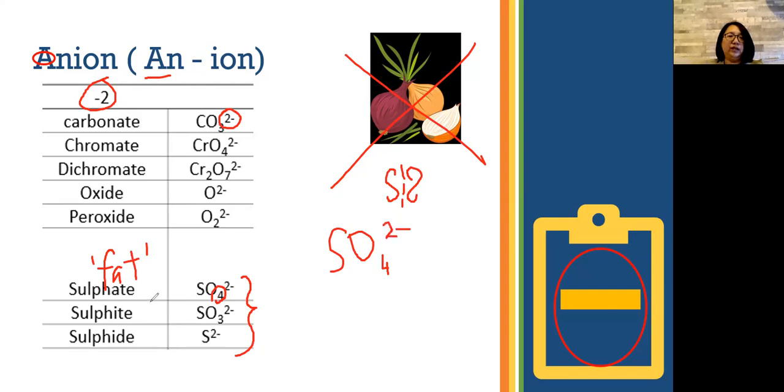And sulfite, woo, sounds very fit. So it will have SO3 instead of 4. So it's the fit one. Yes. So smaller size, less oxygen. And you know what? The sulfide means I hide it all. No more oxygen. So that's how I make you remember.